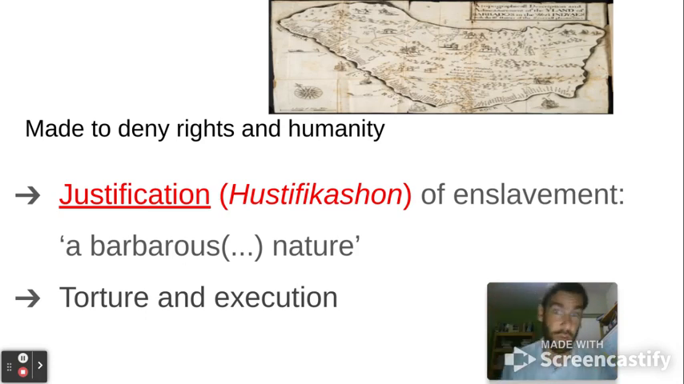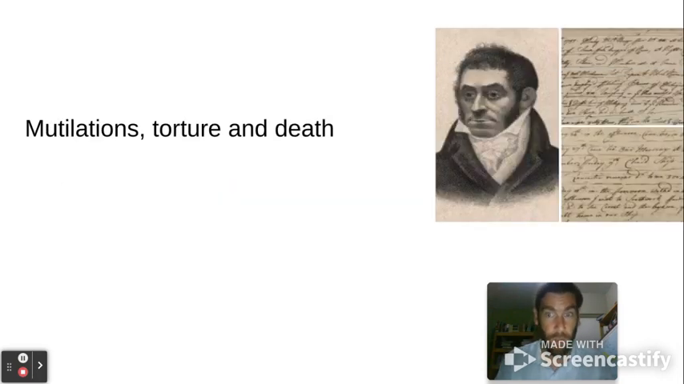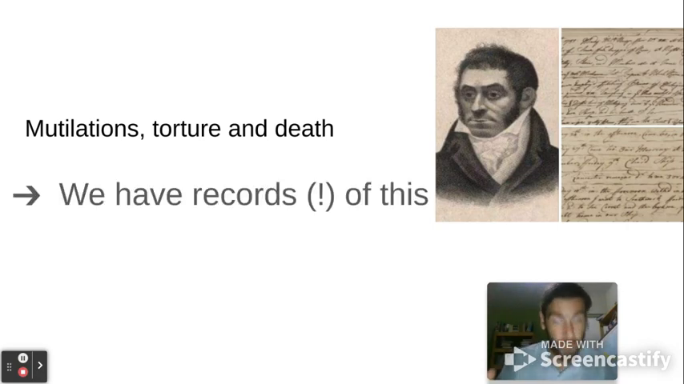And to show this otherness, to show that they're different, we even read about a lot of cases of torture and execution. And even some slave owners have written this down. Not all of them, most abided by the law and didn't show this in diaries or official documents. But we have a few examples of where planters just wrote down what they did with their slaves in official documents and in diaries. For instance, mutilations, torture, and death. We have records of this.